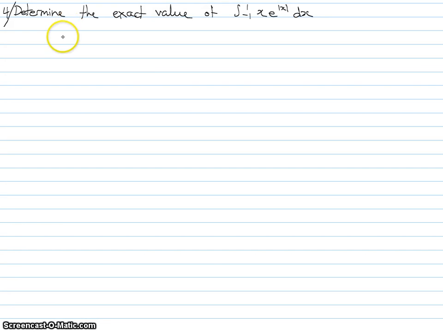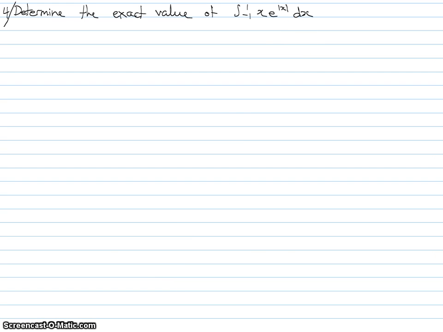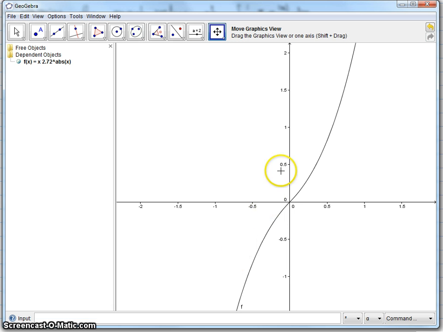Question 4 asks us to find the exact value of the definite integral from -1 to 1 of x e to the modulus x dx. Well, the first thing you want to do is sketch this graph. Because you look at it and you see that it's very, very difficult to integrate this expression, x e to the mod x. So instead, let's have a look at the graph.